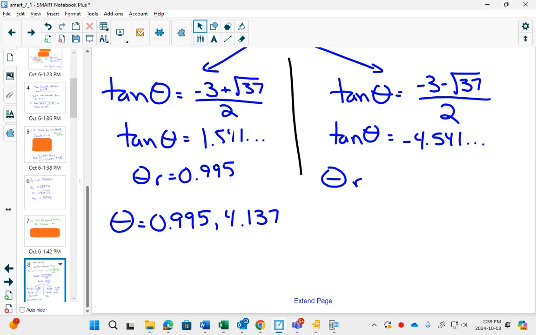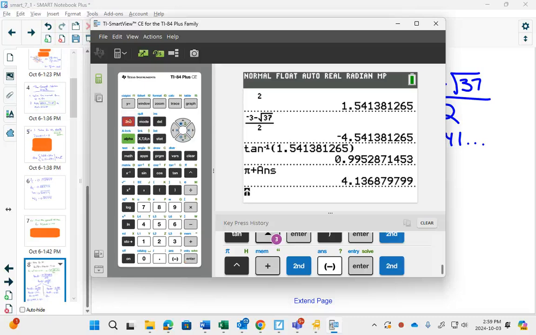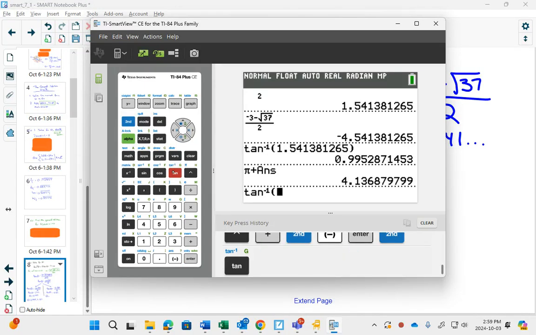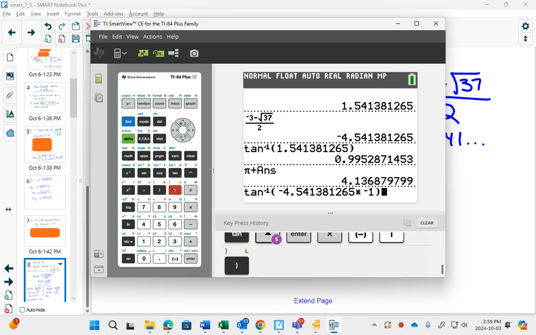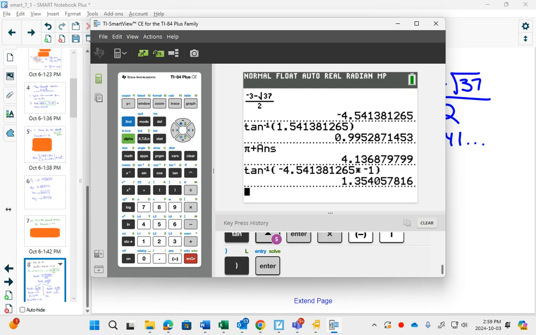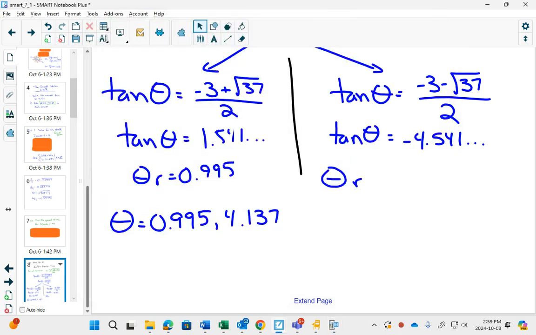Second one, we need to find a reference angle of the second one. So again, I'm going to go tan inverse. I'm going to select the number, but what's the problem if I push enter now? It's negative. So you have two options. You either can cursor all the way back to the negative and delete it, or you can be sneaky and just say, if I times by -1, that'll also change it to positive. And I get a reference angle of 1.354.